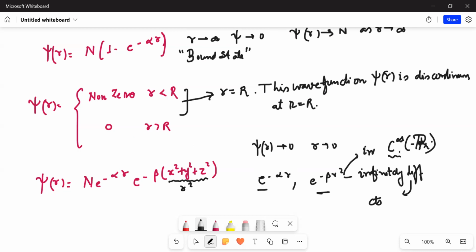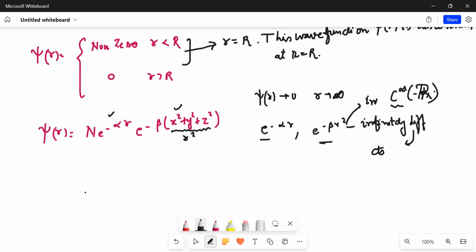This is the class of functions whose derivatives are continuous, so infinite derivatives are also continuous. This is how we denote it. So both are continuous as well as differentiable on the entire real axis. Also, as r tends to infinity, psi tends to 0. And one also knows that the Gaussian function is integrable.